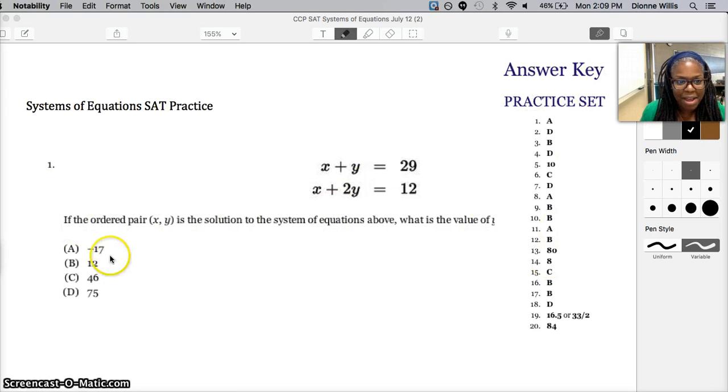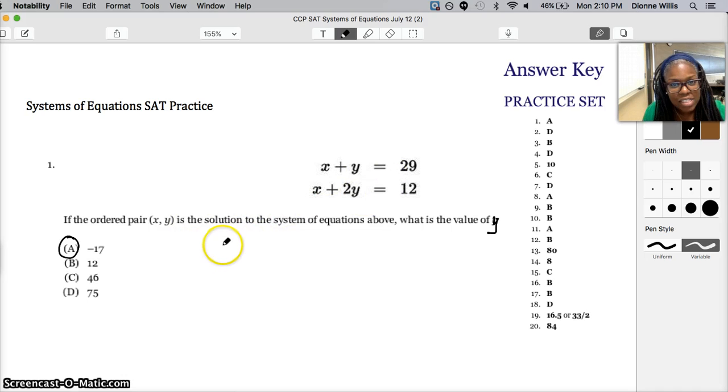The answer here, I've got my answers here so I can keep myself honest, is A, and let's see how we get that. If the ordered pair x, y is the solution to this system above, meaning some x and y fit both of these, where x is the same in both equations and y is the same in both equations, what is the value of y? Kind of mark that off. What's the value of y? That's what they're asking. So the question is, how do we solve it?